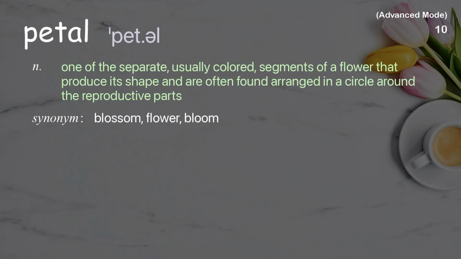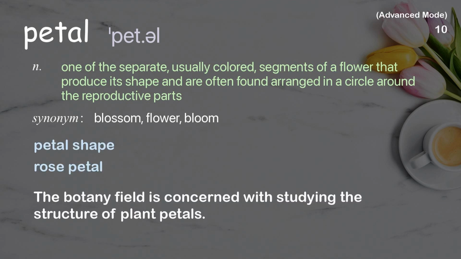Petal. One of the separate, usually colored, segments of a flower that produce its shape and are often found arranged in a circle around the reproductive parts. Examples: Petal shape, rose petal. The botany field is concerned with studying the structure of plant petals.